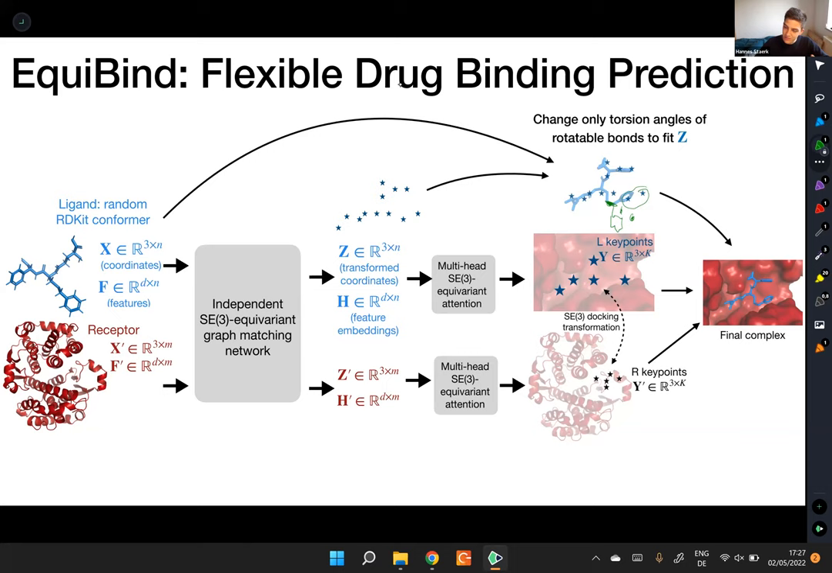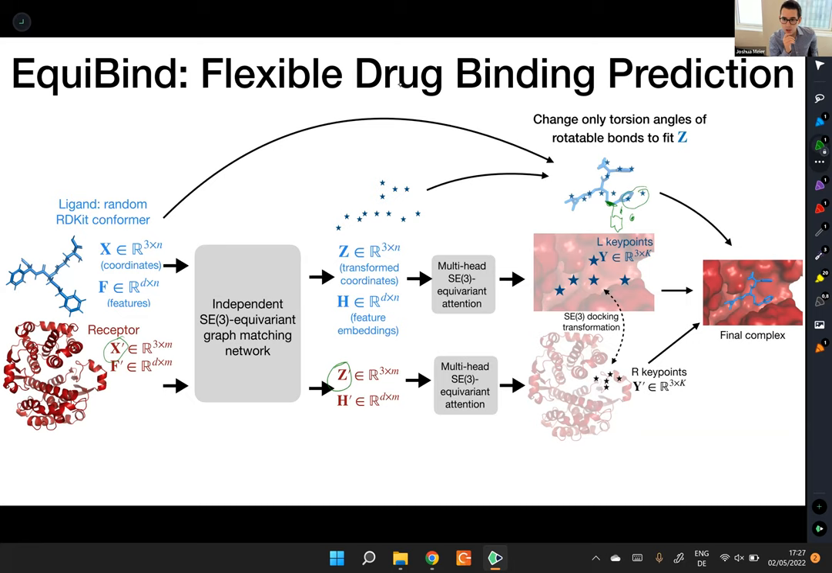Okay, that's really helpful. There's another question someone slacked me, which is about flexible docking. So actually I have a question on this also. When you look at this independent SE(3) equivariant graph matching network, the input for the receptor is X prime and the output is Z prime, right? So that means you are actually changing the coordinates. In practice, when you run this method, how much flexibility do you see happening? Because this is basically flexible docking, right? You're allowing your small molecule and your protein to change. Is that right or no?